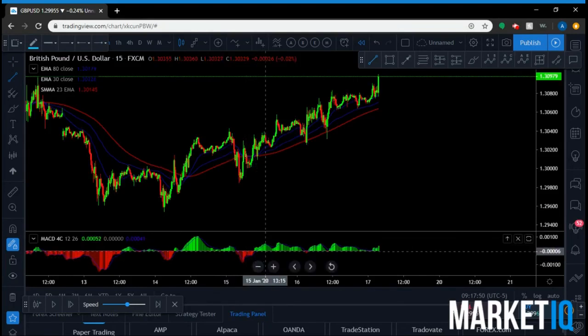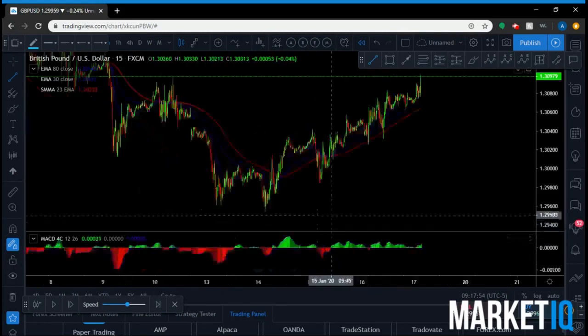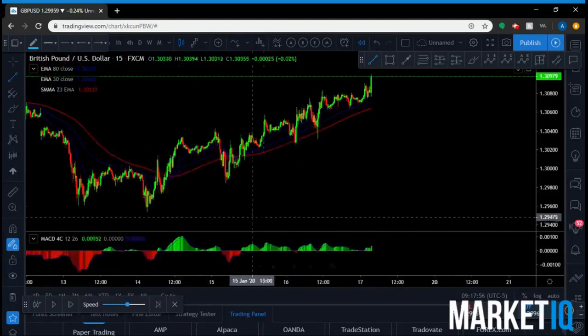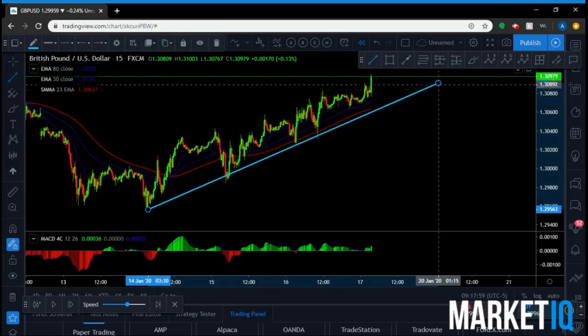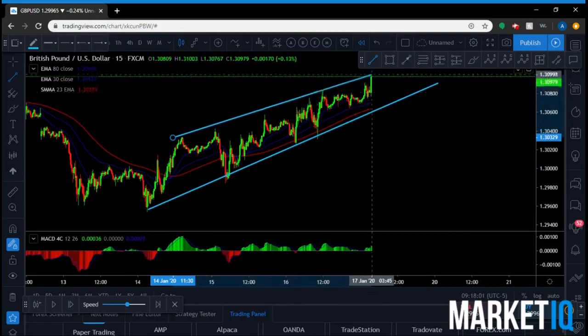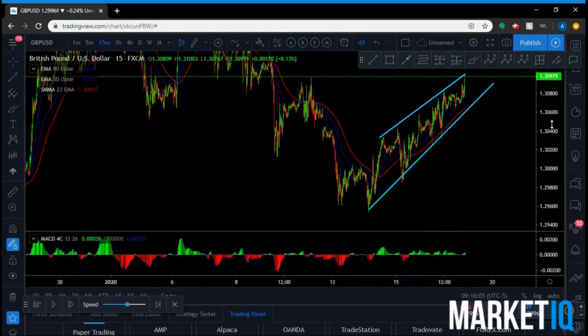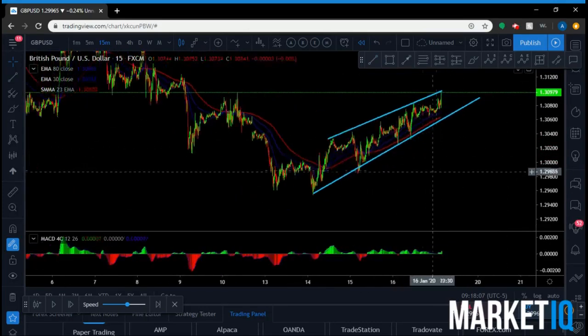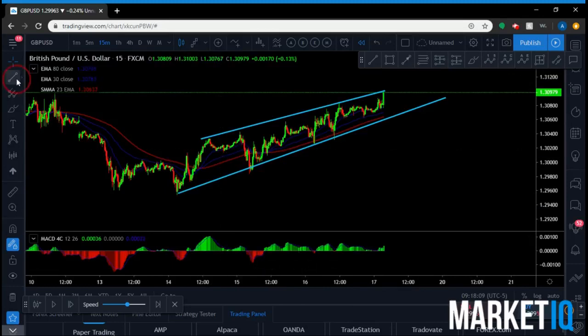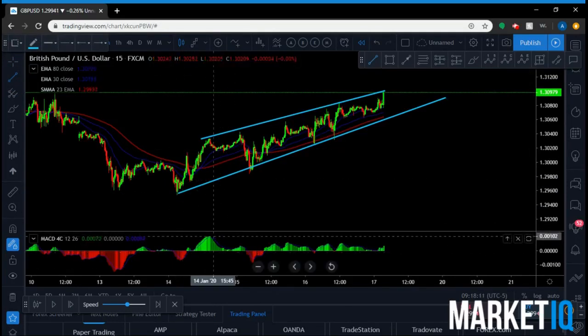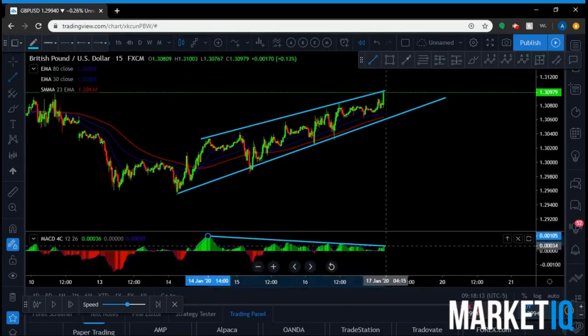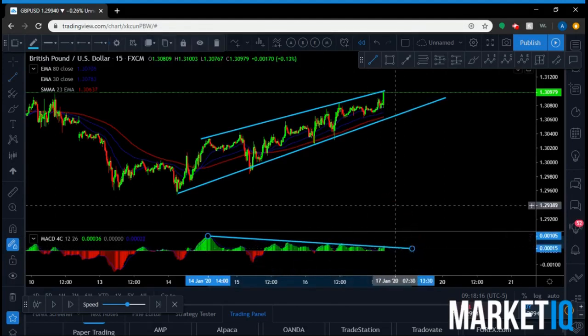This is when price and MACD are trending in the opposite direction. So what we've got here, for instance, is an uptrend. Okay, this is an upward channel. And again, we're using MACD to indicate when a reversal is likely to happen. So we've got an uptrend here, but as you can see with the MACD, it's in a downtrend.